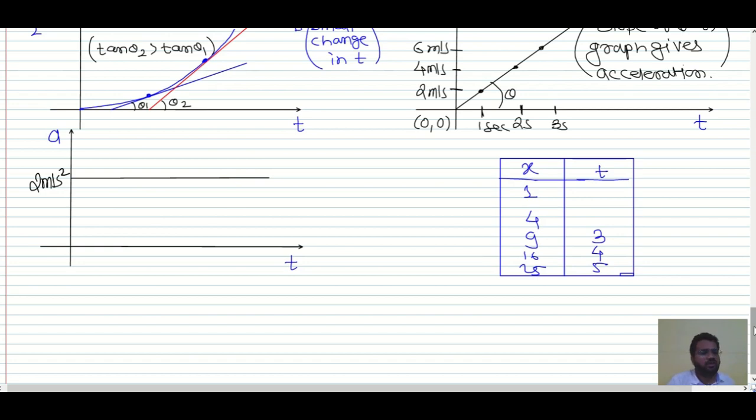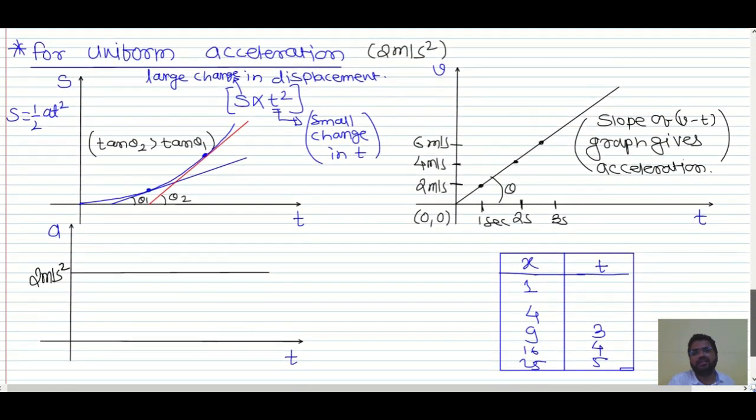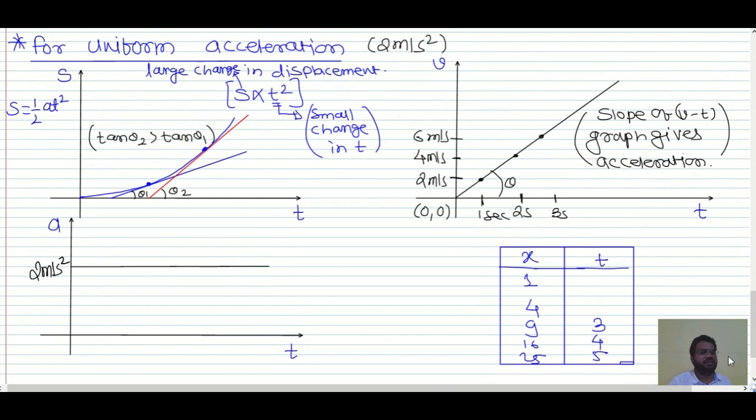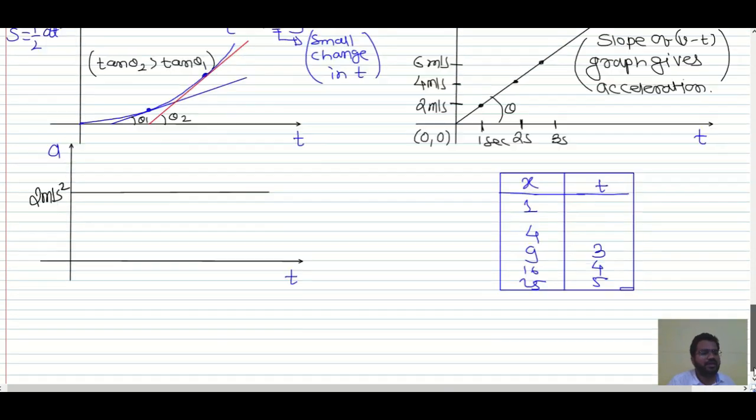So this is all about uniform acceleration, and the last one we have in this is uniform retardation. The last one, uniform retardation.